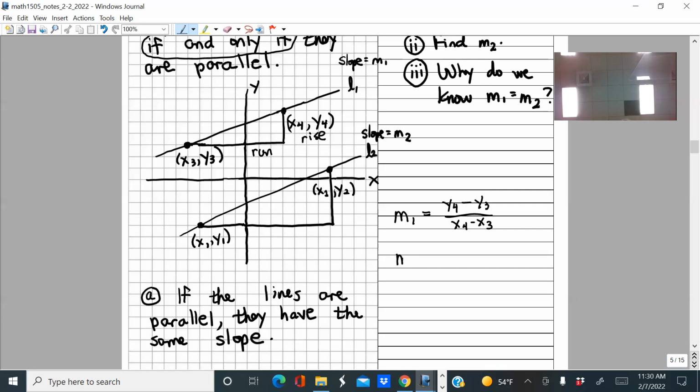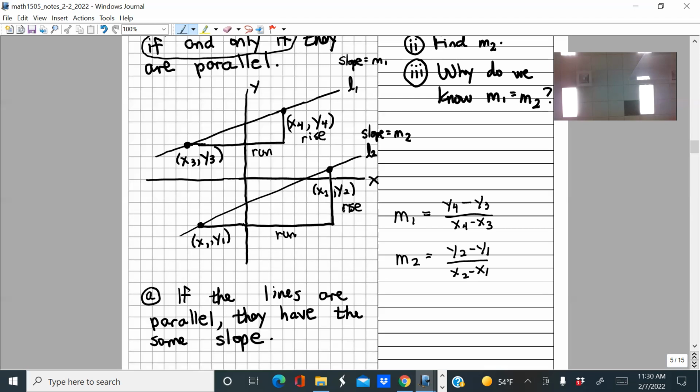Well, let's call its slope m sub 2, since I'm calling this line 2. And let's calculate its slope. Well, it's going to be rise over run again, right? Just like always. So the rise here would be y2 minus y1, right? Over x2 minus x1, right?